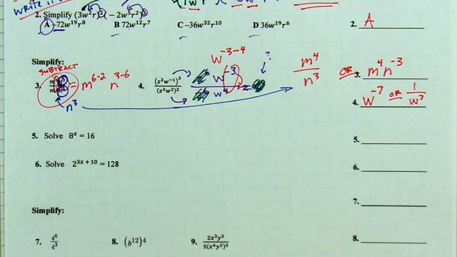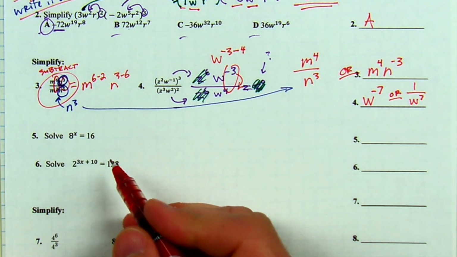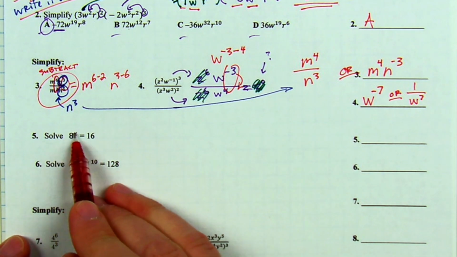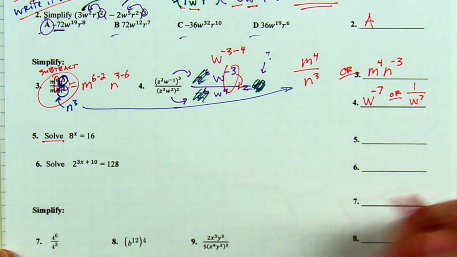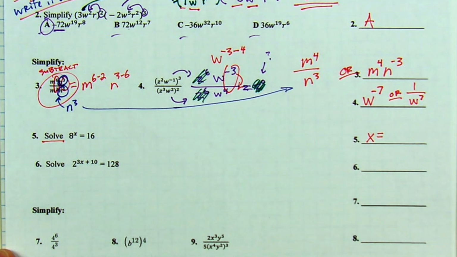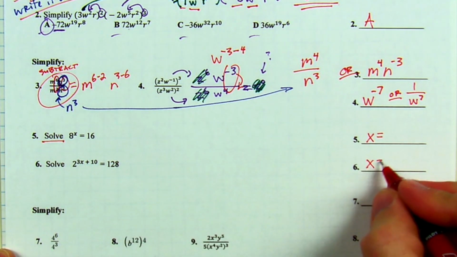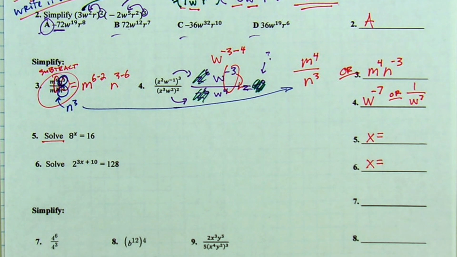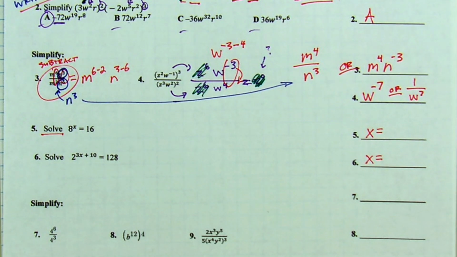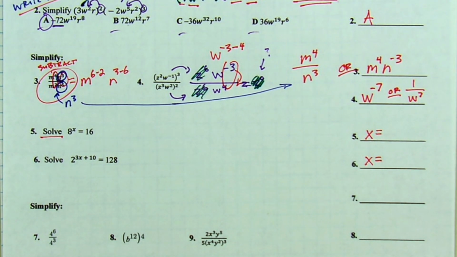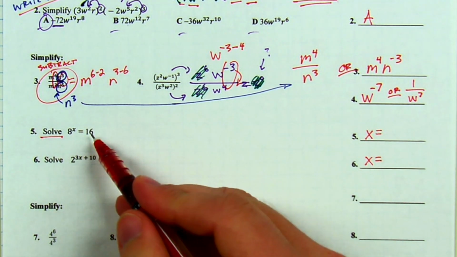All right. So now we get to number 5. And you get 8 to the x power is 16. Solve. Don't forget, that means you better tell me what x equals. Same thing on number 6. So we're going to write x equals. How do we figure out what x equals? Well, 16 is double 8, not 8 squared. So it's not 8 squared. 8 squared is 64, not 16.